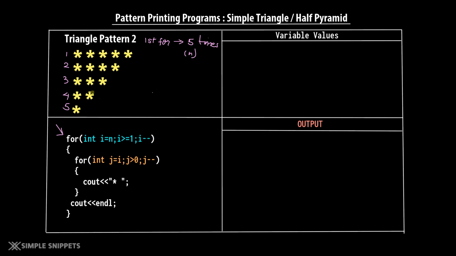Then we have 3 stars, 2 stars and 1 star. And then of course the pattern stops because we will not have anything to print. Alright, so how to go about this pattern now?